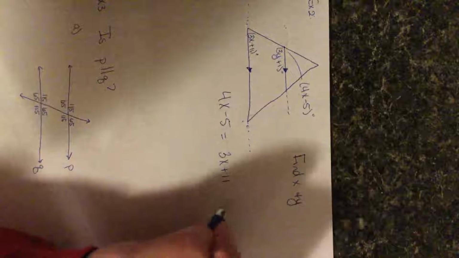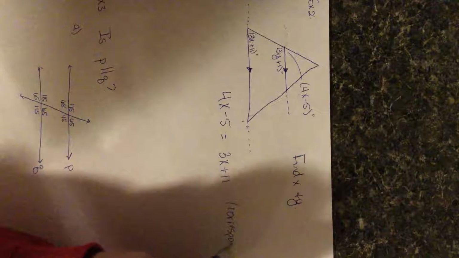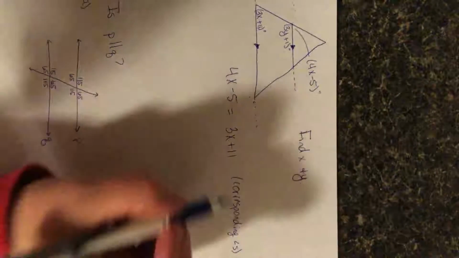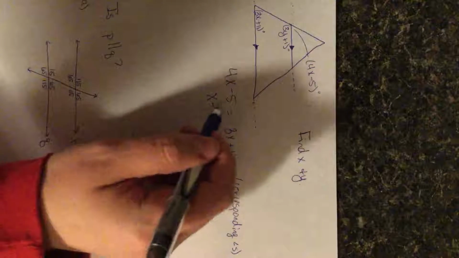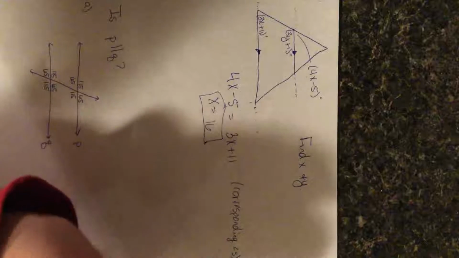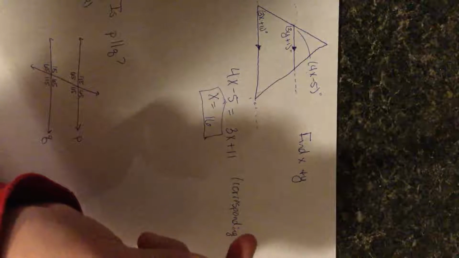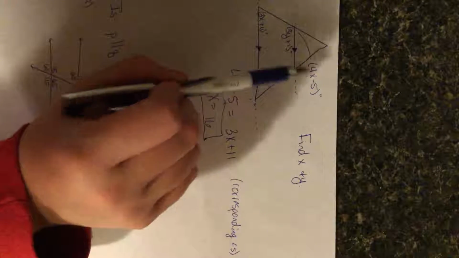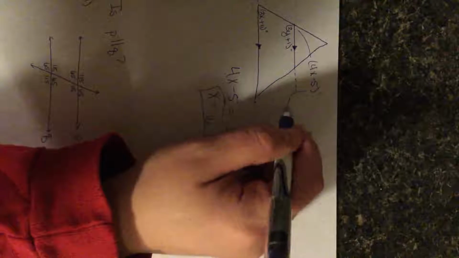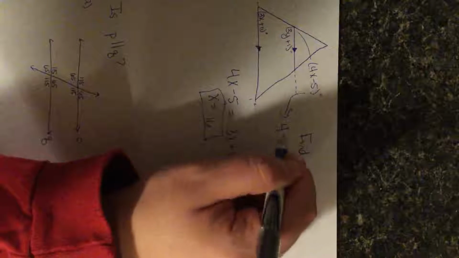Solve the equation, you'll find x, and this is because, like I said, corresponding angles. So if you solve this, if we subtract 3x, 4x minus 3x gives us x equals, and add 5, 11 plus 5 is equal to 16. So x is 16. Then to find what this actual angle is, you have 4 times x. So 4 times 16 minus 5 is equal to 59.